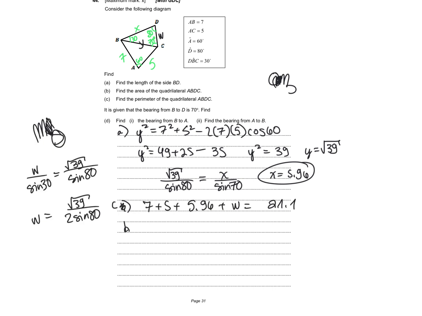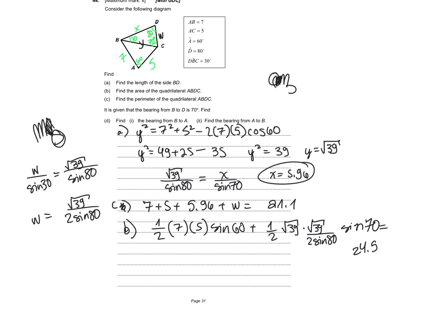So for B, the area of that triangle. So we have 1/2 A, B, sine 60. That's this bottom triangle. Plus 1/2 root 39 times W, which is root 39 over 2 sine 80. And then sine of the angle between, so that's in between y and w, so 70. So that's going to be the area of the whole quadrilateral. So this together gives 24.5 units squared.